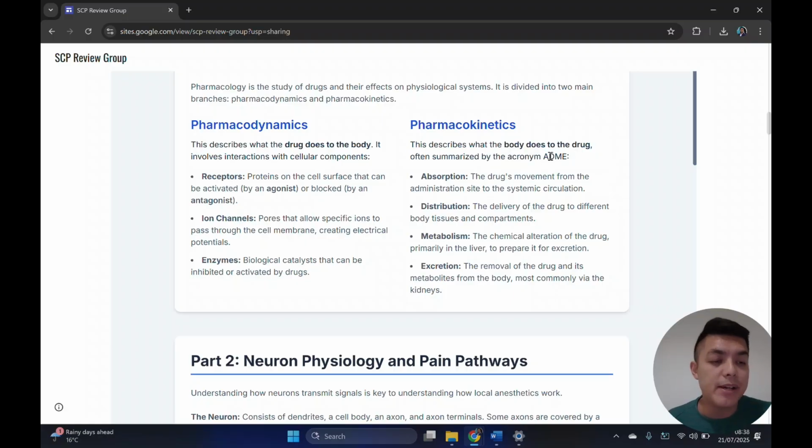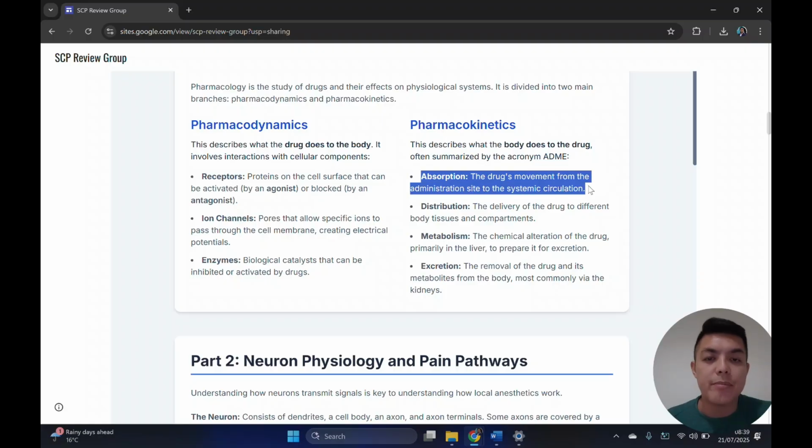And it's summarized by a simple acronym: ADME. First is absorption, the drug's movement from the administration site to the systemic circulation.